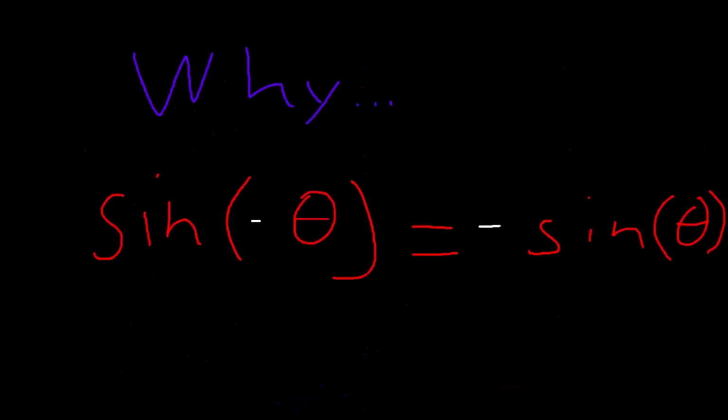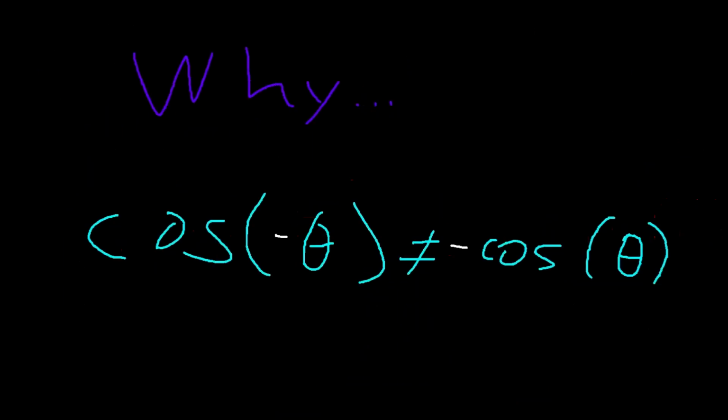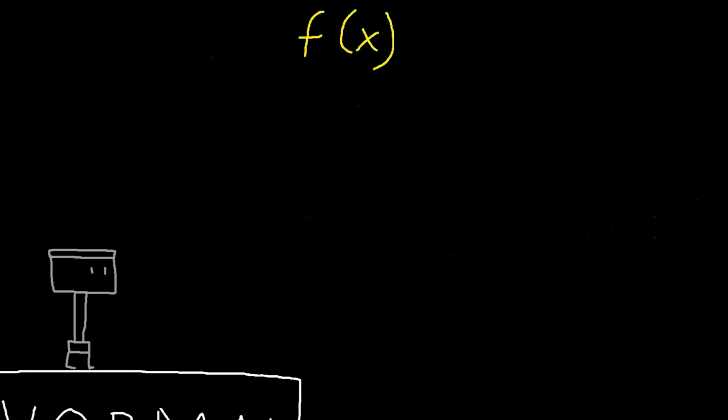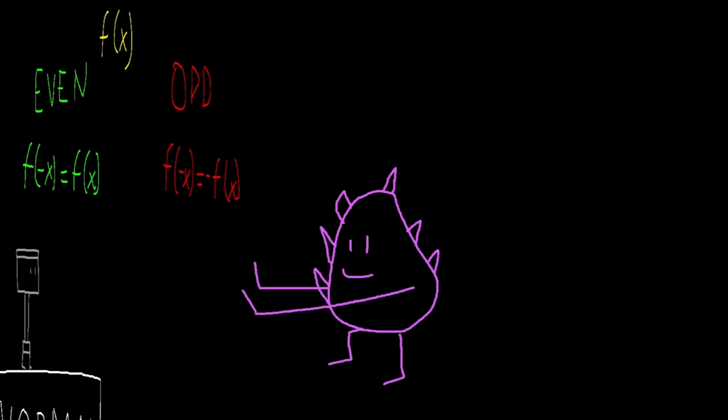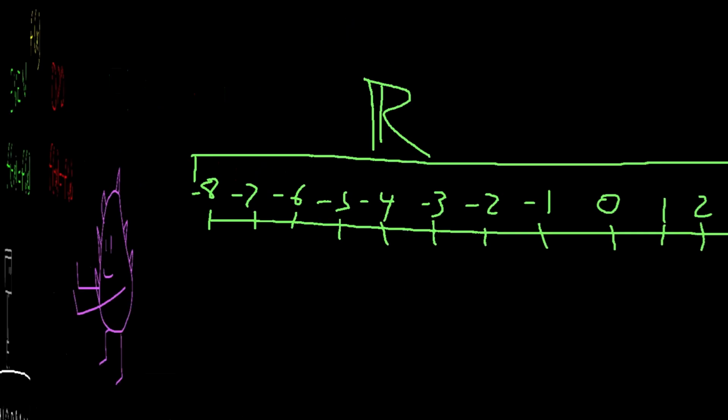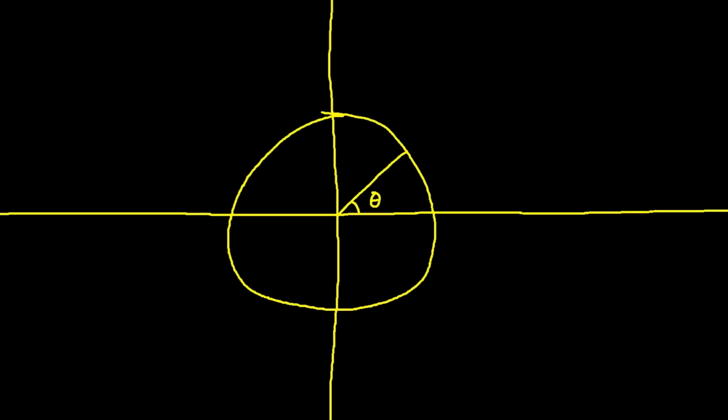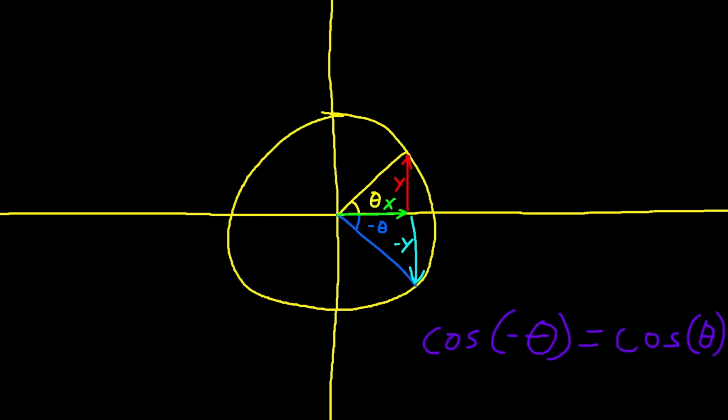Why can you do this, but not this? While this normally comes down to whether a function is labeled even or odd, I'd like to try to explain what's really going on. Looking at it graphically, making the angle negative flips it over the x-axis. Doing this causes the x to stay the same, but makes the y negative, which is why cosine stays the same, but sine becomes negative.